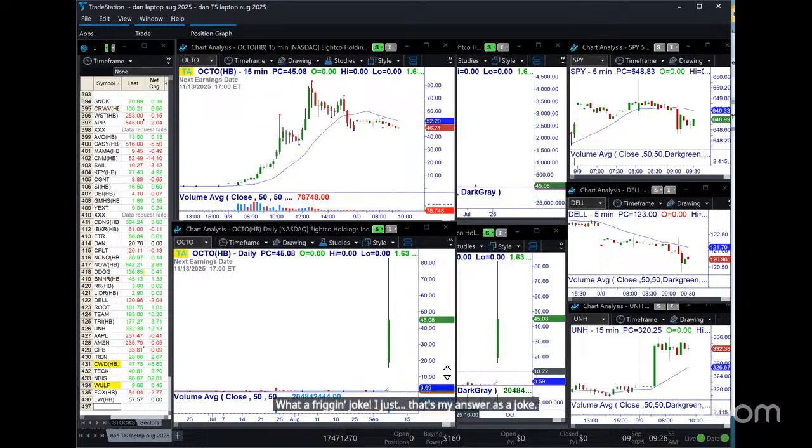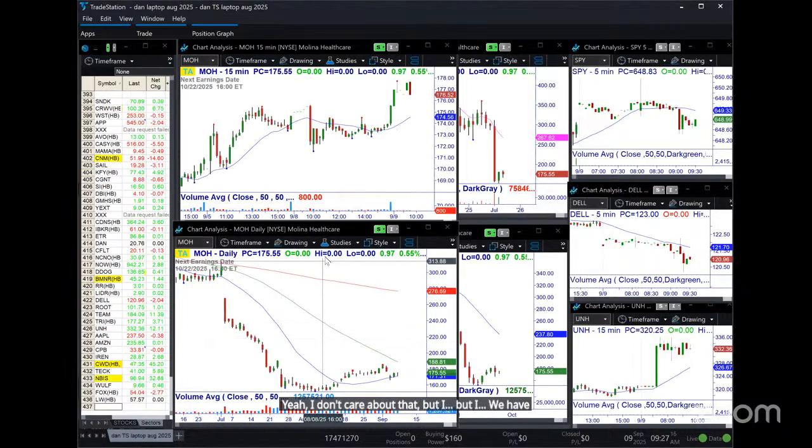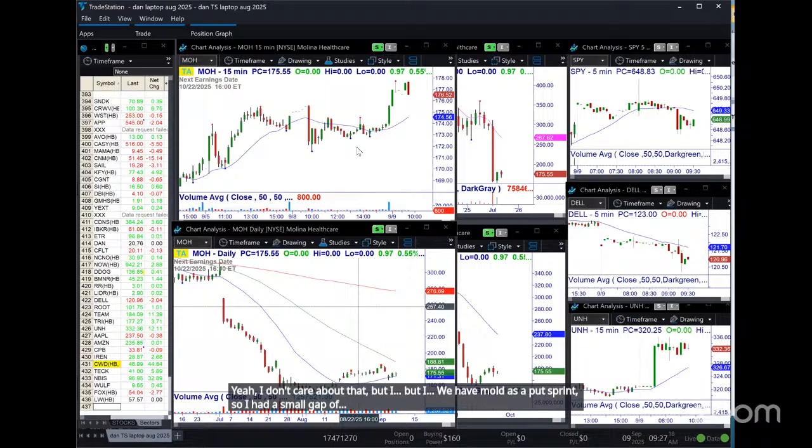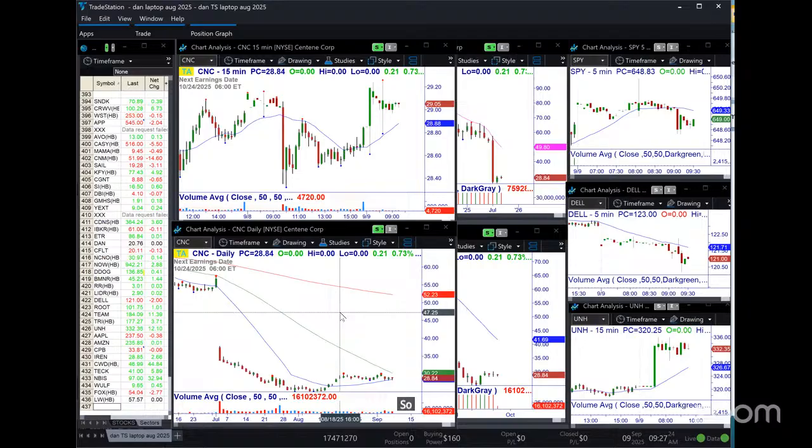Really nice. Okay, so with the UNH news, I didn't know what it was. I didn't care. I don't care about that, but we have MO as a put spread, so I had a small gap up. And then CNC is another one. I got an alarm up here, so that could finally maybe get going. I'm gonna set an alarm at 29:20. And I already did. All right, those are on my alarms. Let's go to earnings now.